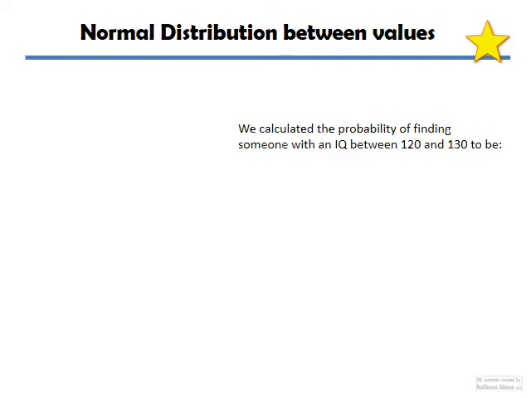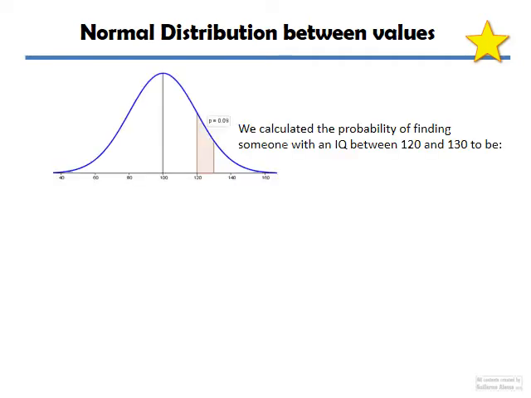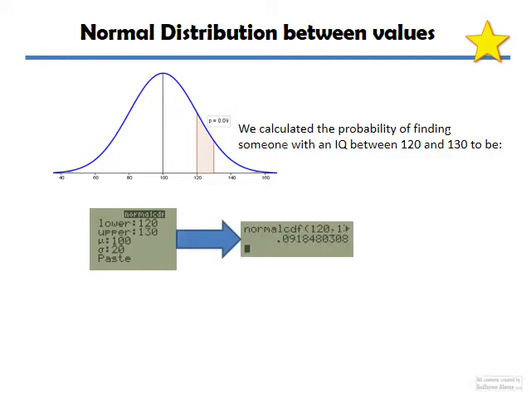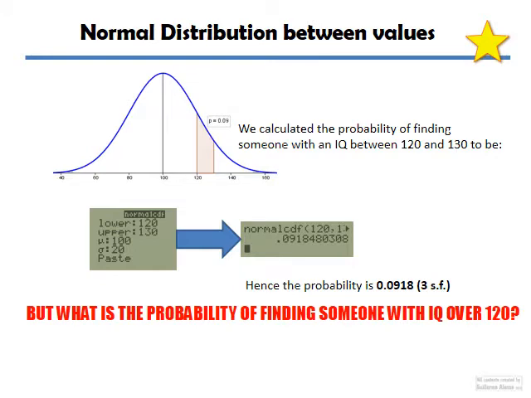So again, how do we calculate the normal distribution between values? Well, for example, to find an IQ between 120 and 130, we would just type this in our calculator with a lower bound and an upper bound, the mean and the standard deviation, and we would get the probability. And hence I would conclude that the probability of finding somebody with an IQ between 120 and 130 is 0.0918, to three significant figures.